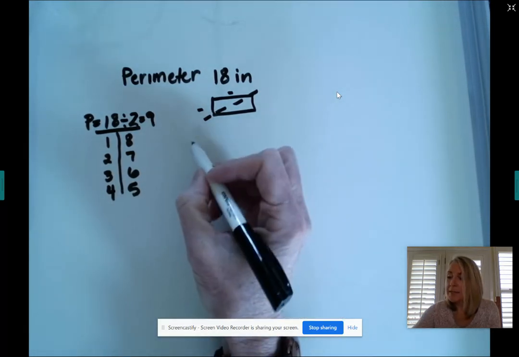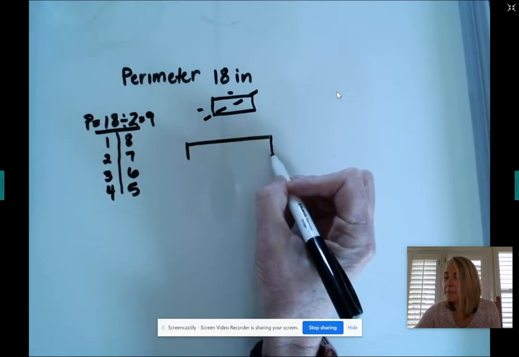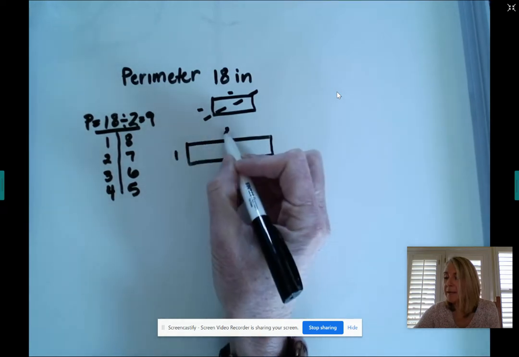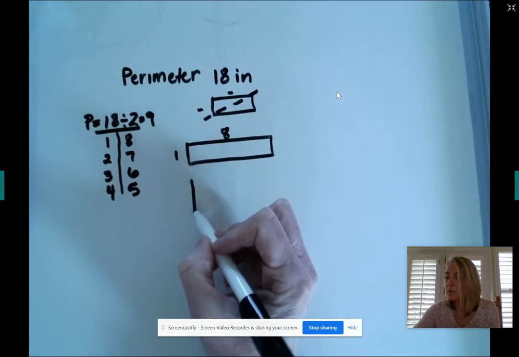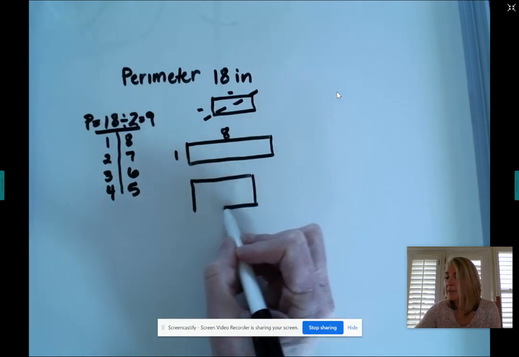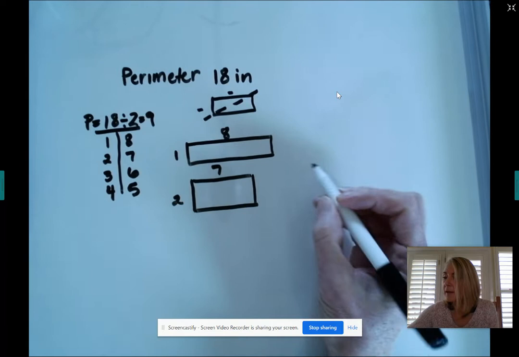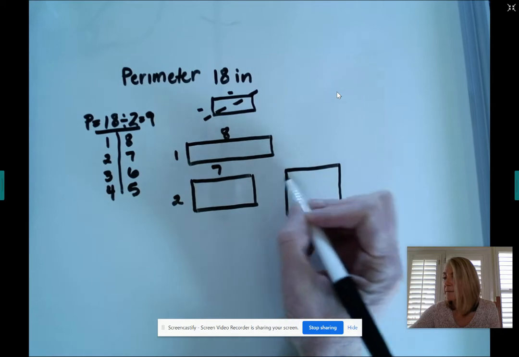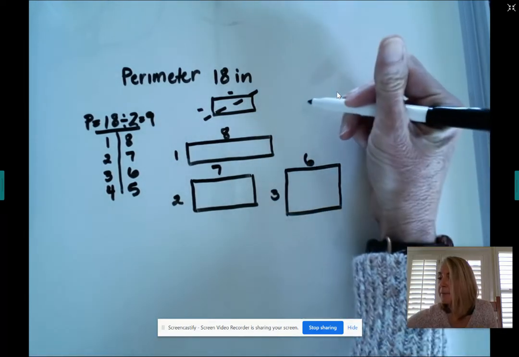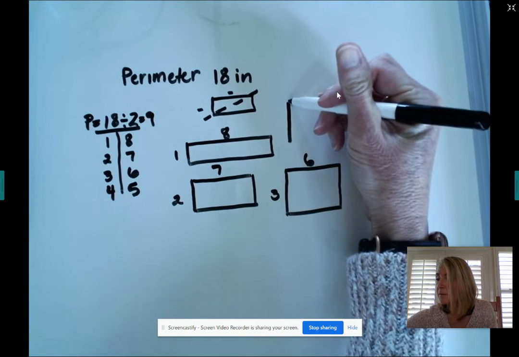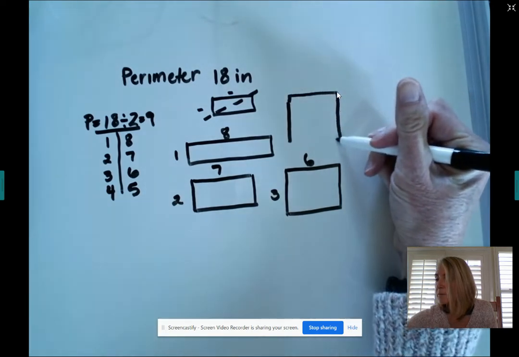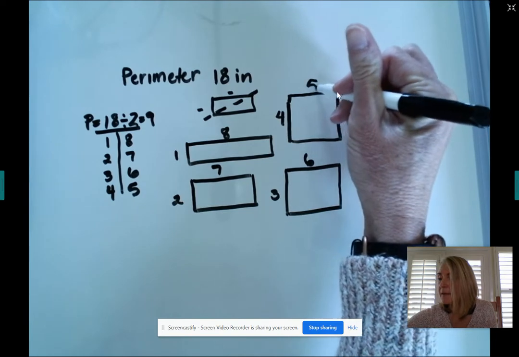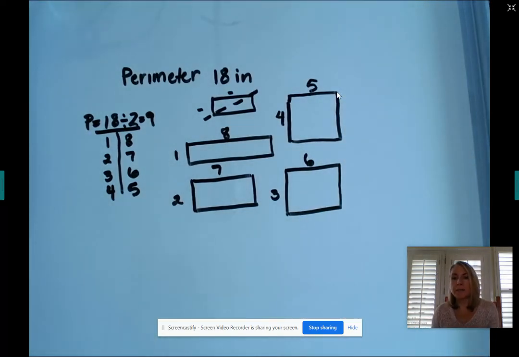So my possible rectangles would be labeled as such. I'd have a 1 by 8, a 2 by 7, a 3 by 6, and then my 4 by 5 would be almost square. Okay, so those would be all of the rectangles that I have created that would give me a perimeter of 18 inches.